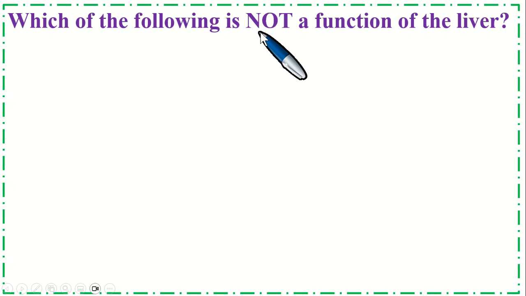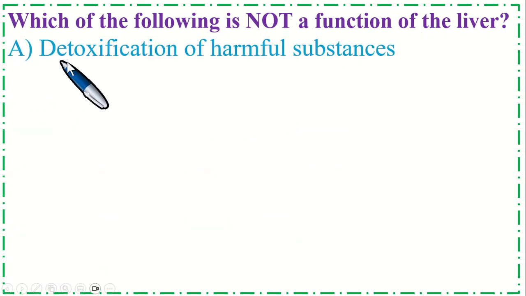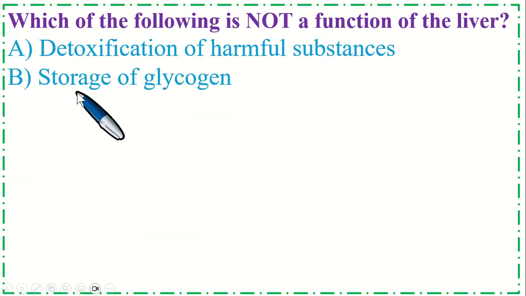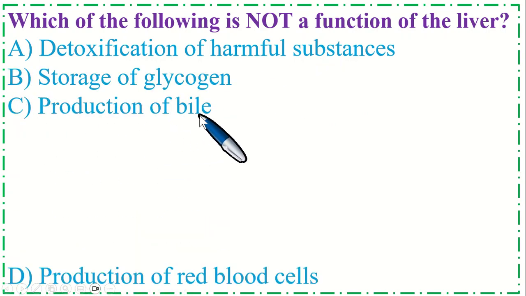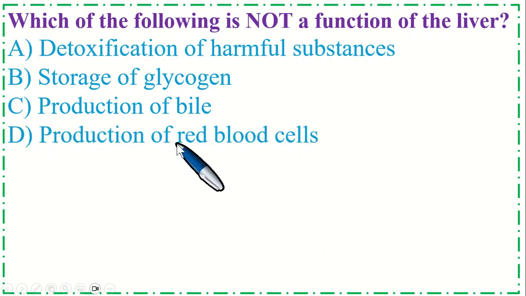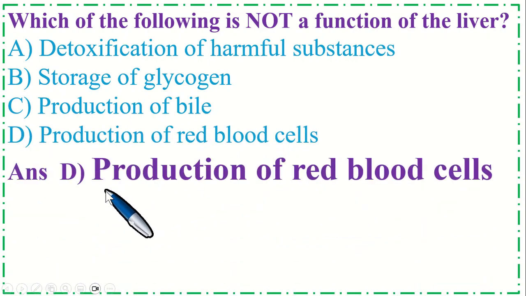Which of the following is not a function of the liver? Option A, detoxification of harmful substances. B, storage of glycogen. C, production of bile. And option D, production of red blood cells. So the correct option is D, production of red blood cells.